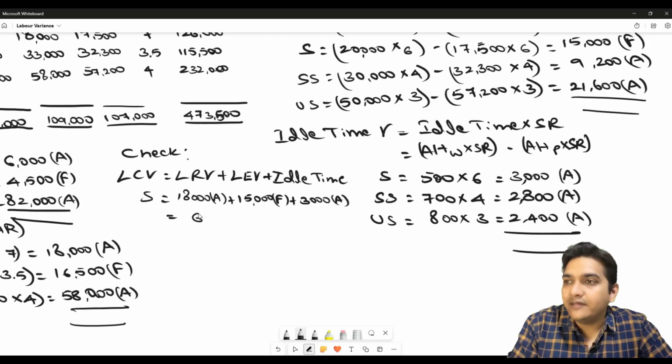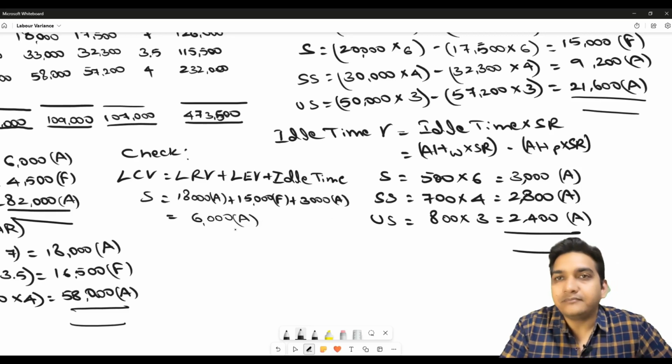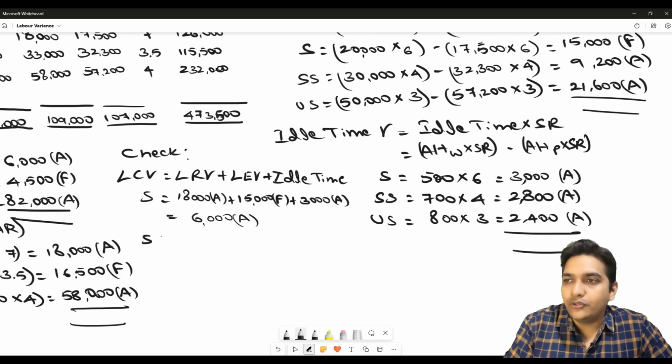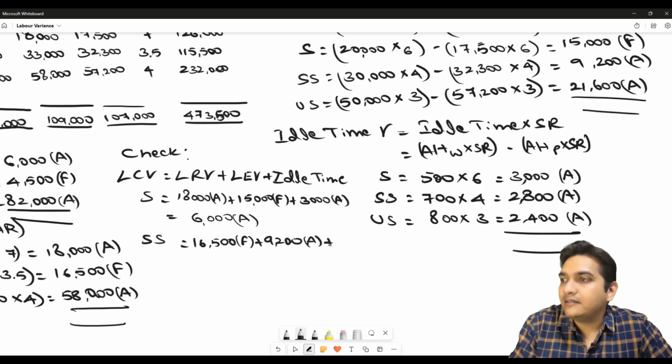6,000 adverse, right? So this shows we have calculated the variances correctly. We can also do it for semi-skilled, which would be 16,500 favorable plus 9,200 adverse plus 2,800 adverse.